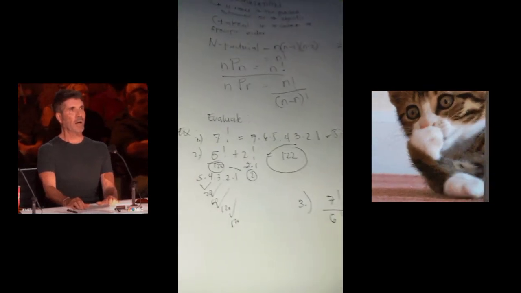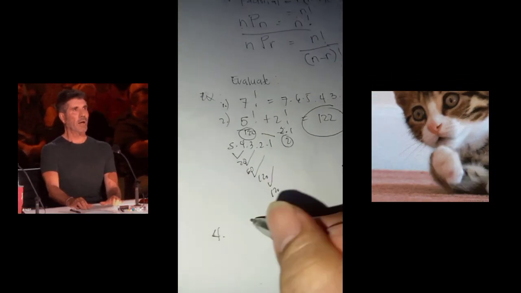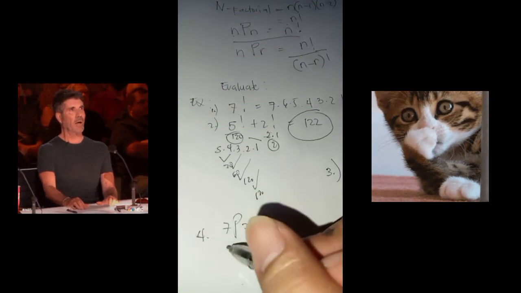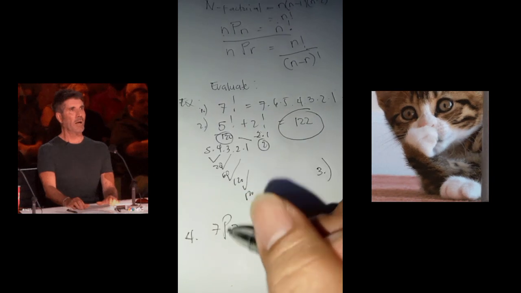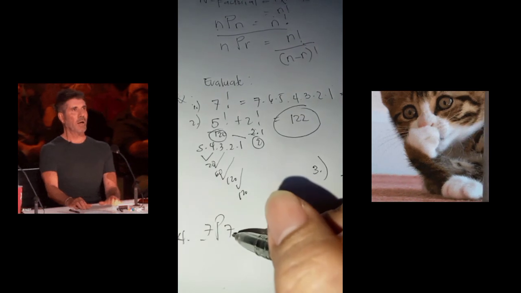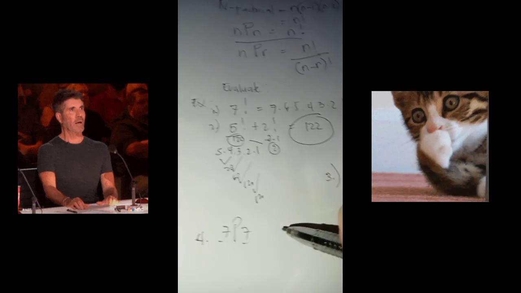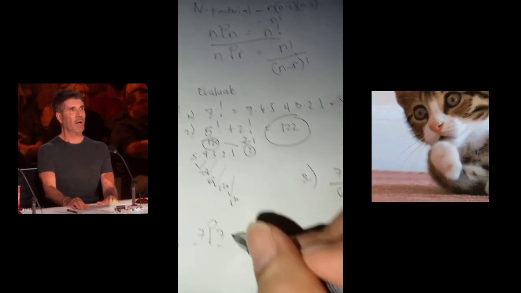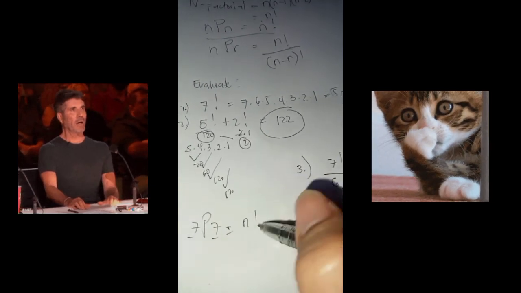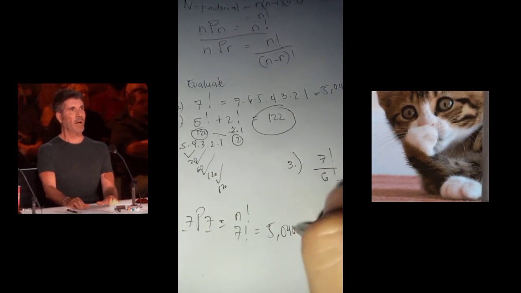What if, for example, you have problem number 4, like 7P7? The value of n is 7, permutation 7, the n is 7, and the other n is 7. So you must apply the formula that I told you earlier. You apply the n factorial, so n factorial will be 7 factorial. So it will give you 5040.